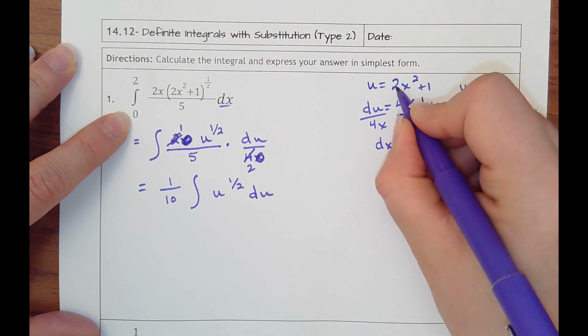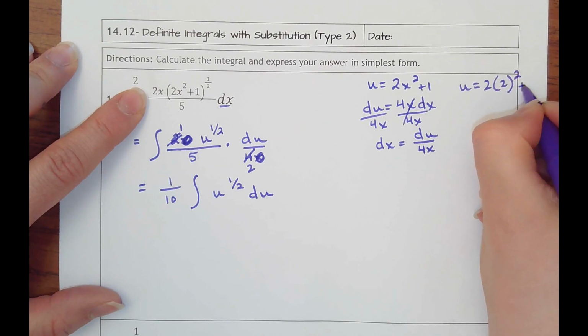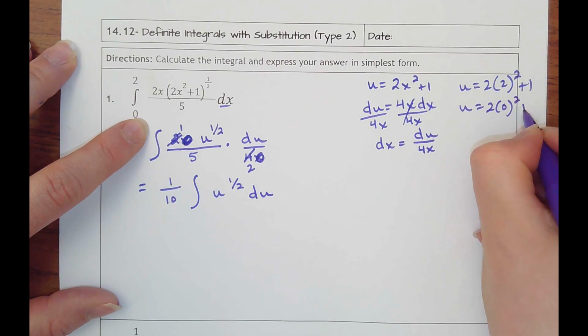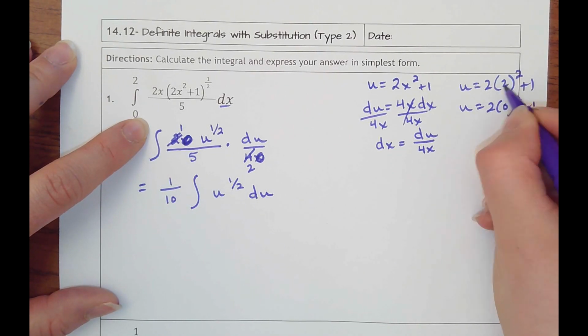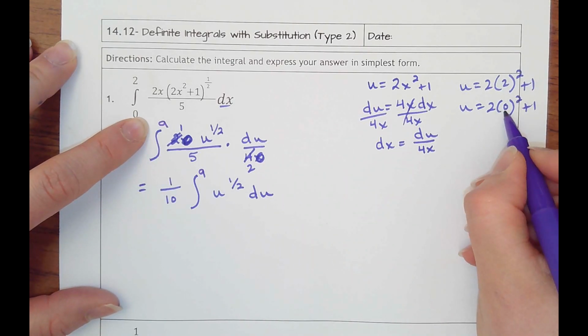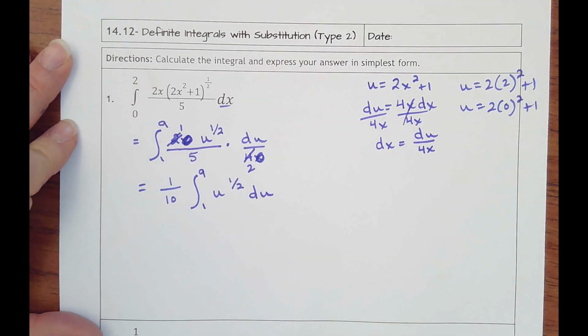Okay, the other thing we need to go ahead and do is change our bounds. u is going to equal 2 times 2 squared plus 1 and 2 times 0 squared plus 1. That'd be 4 times 2 is 8 plus 1 is 9. And then 0 squared is 0 times 2 is 0 plus 1 is 1. So now I'm going 1 to 9.